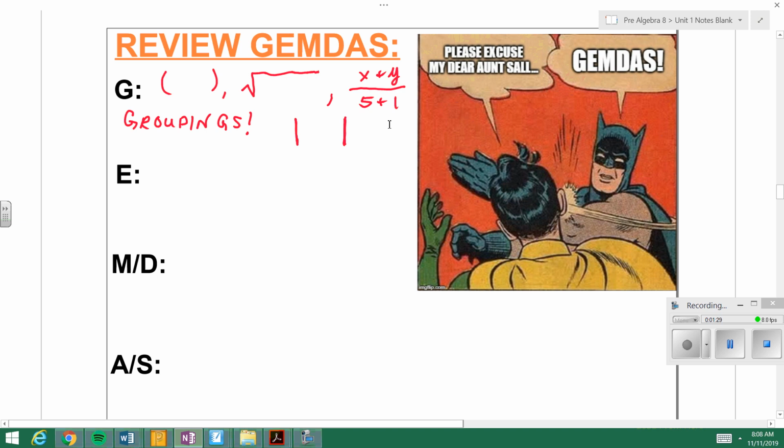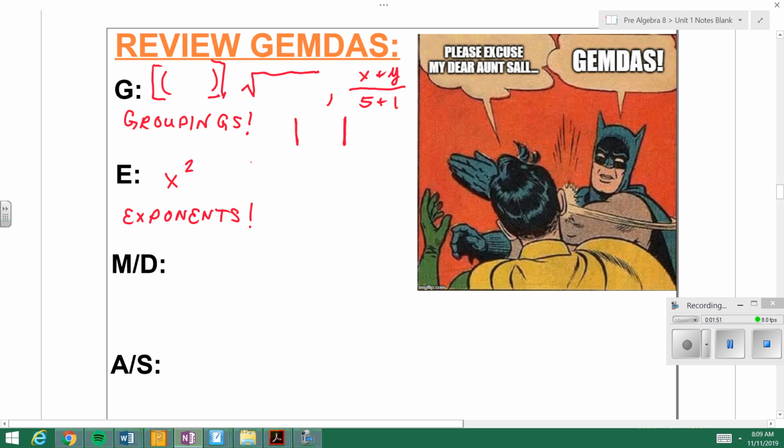Is there any other ones? Oh, yeah, I guess brackets. If you have brackets, that is grouping some smaller group. Those would be all of our groupings. Exponents are the next thing. So our exponents, anything that has an exponent on it needs to be taken care of.